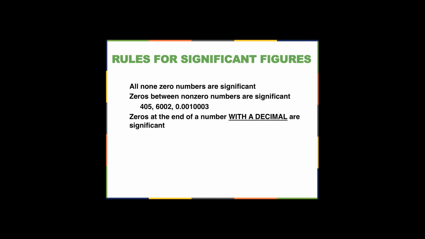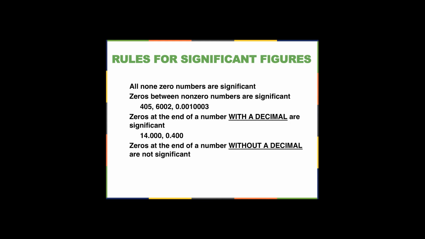Zeros at the end of the number, extremely important, with a decimal are significant. And so here we have 3 zeros at the end of this 14. There's a decimal here, and so those 3 zeros are all significant. The next one shows 2 significant zeros and 1 non-significant zero. The first 0 is not at the end, and so it's still not significant. But the other 2 are at the end, and there is a decimal present, and so they are significant.